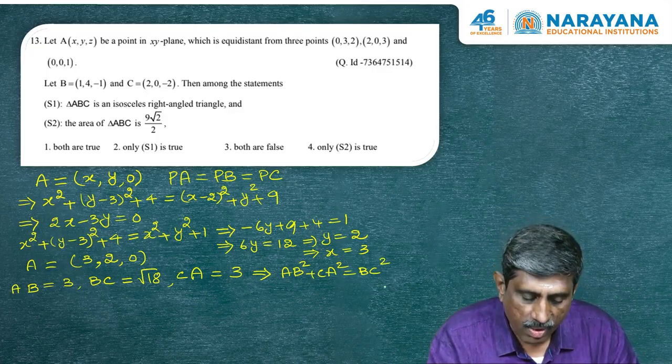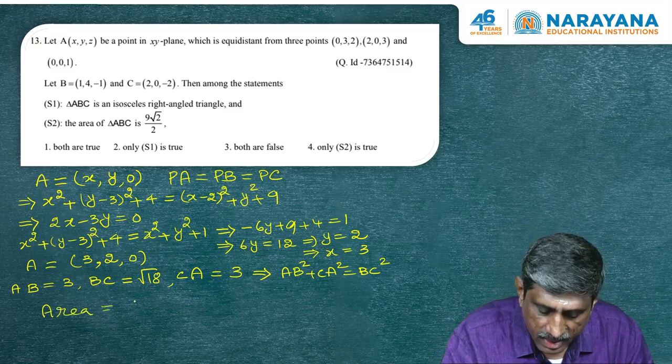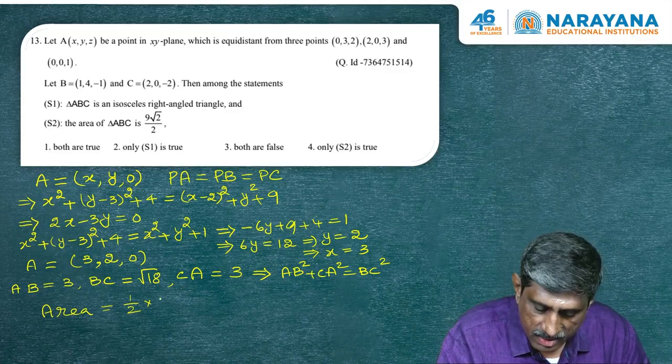Let us find out what is the area. Area of the triangle ABC, because it is a right angle triangle, it is half into AB into CA, which is 3 into 3, which is 9 by 2.